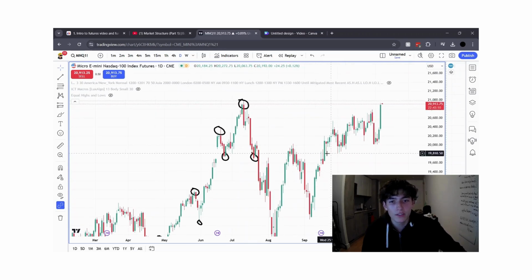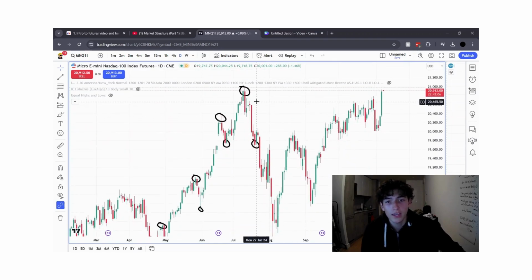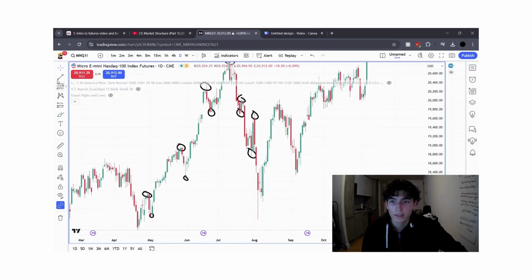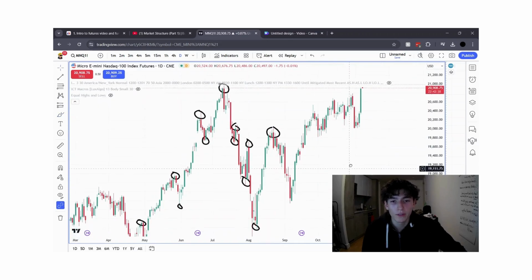And what do you guys see happens after a lower low gets made? It starts going down. So what does it do? Makes a lower high right here, makes a lower low, makes a lower high, makes a lower low, until what happens? A new high is made.